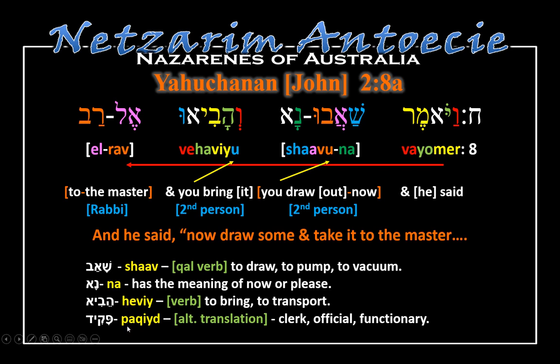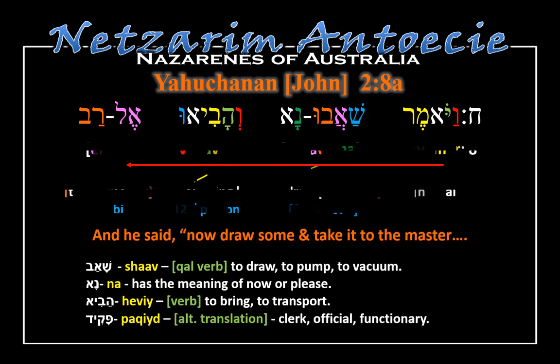And then I've got down here, pakid, which is an alternative translation where it represents clerk, official, functionary. But in this form, rav, it literally means the rabbi. So it's like the chief rabbi was the one who was overseeing it, which seems logical because it was a wedding, and often they would have a rabbi who would run it. So let us read that.